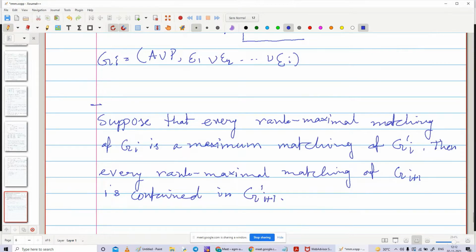So what is the first lemma? Lemma 1. It says that suppose every rank maximal matching of Gi is a maximum matching in G prime i. If we assume that, then we prove that every rank maximal matching of Gi plus 1 is contained in G prime i plus 1.